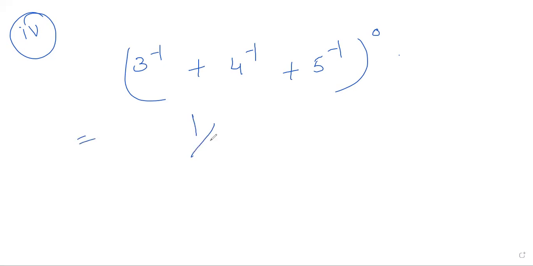Fourth question. 3 to the power of minus 1 plus 4 to the power of minus 1 plus 5 to the power of minus 1 whole to the power of 0. We can write the answer directly as 1 because any number to the power 0, the answer is 1. Whether it is 1 lakh, million, billion, whatever, if power is 0 then the value is 1.